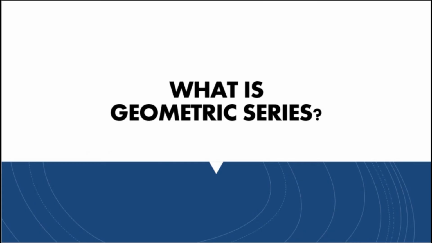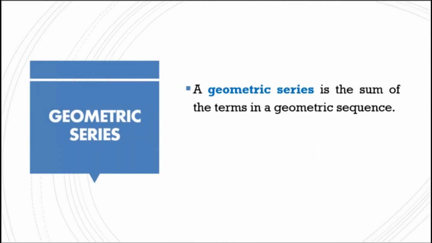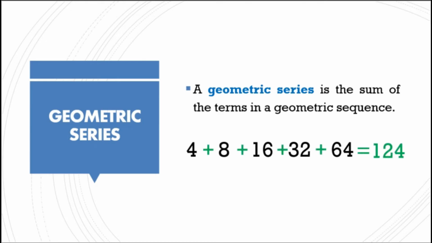Let us now talk about geometric series. What do we mean by geometric series? Well, a geometric series is the sum of the terms in a geometric sequence. For example, if we have the geometric sequence 4, 8, 16, 32, and 64, we just simply add them. Adding them basically means getting the geometric series. In this example, we have 124 as their sum.